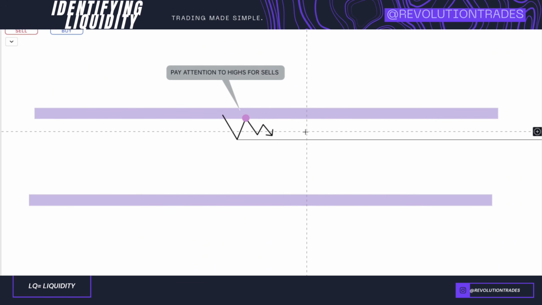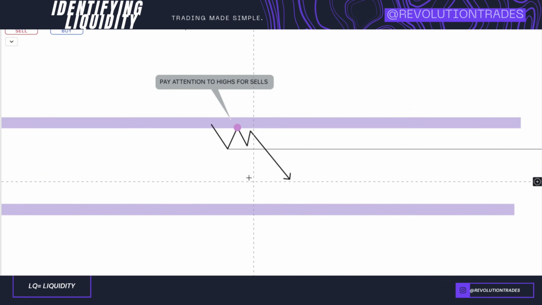For sells, you want to pay attention to highs because price could use that high as liquidity. It could sweep it to then reverse. For buys, you want to pay attention to lows because price can take that low out to reverse into the opposite direction. Pay attention to lows and highs because they may be considered weak. If price is failing to break a previous low or high point, it might be weak. So you want to be careful and pay attention to that.